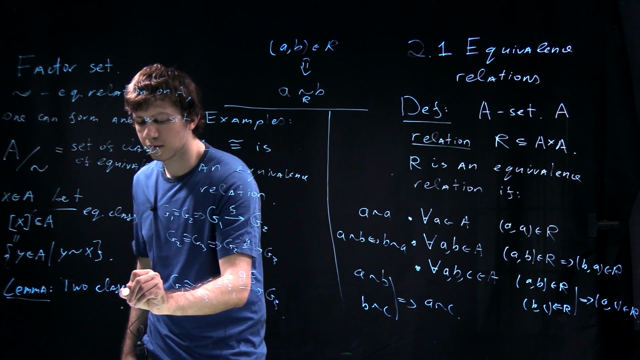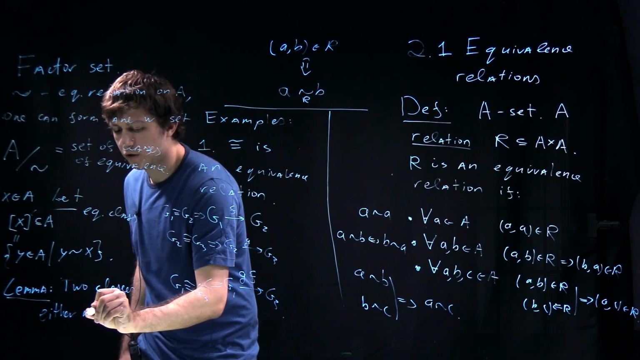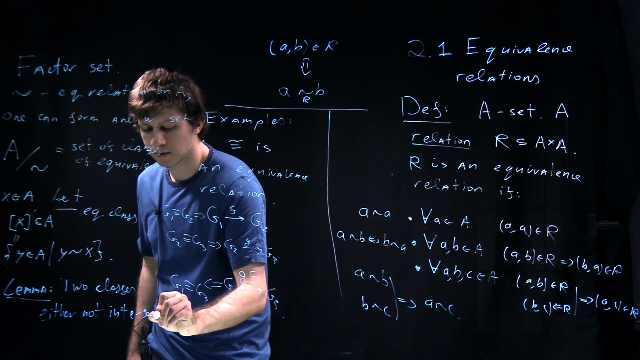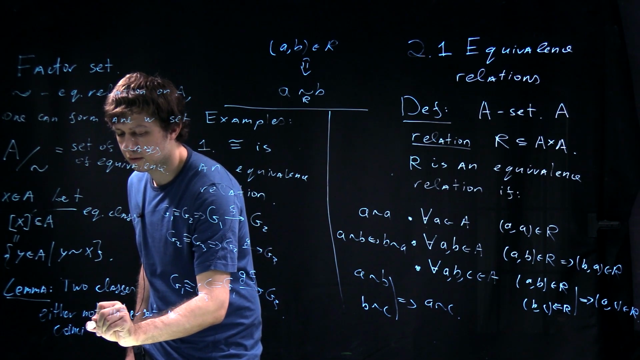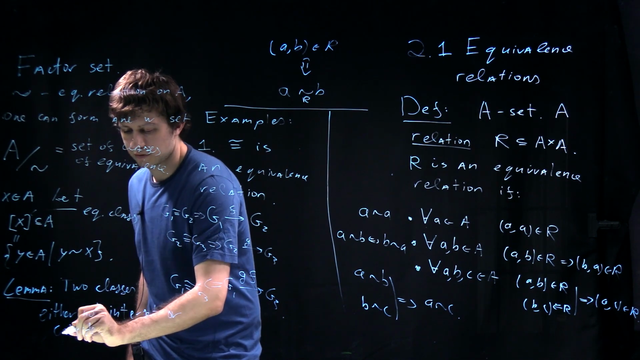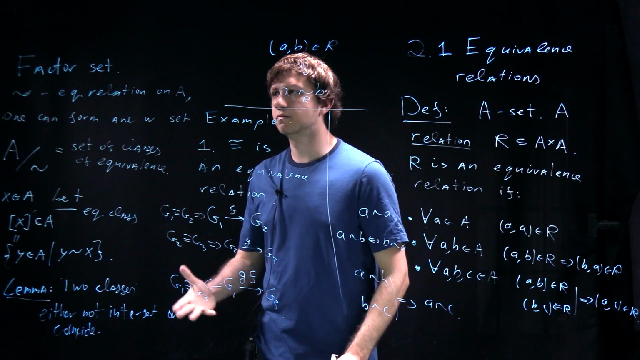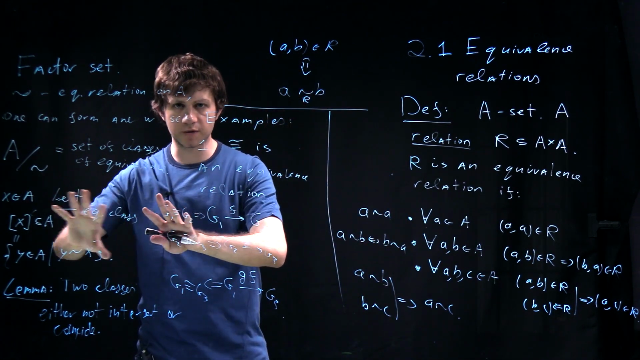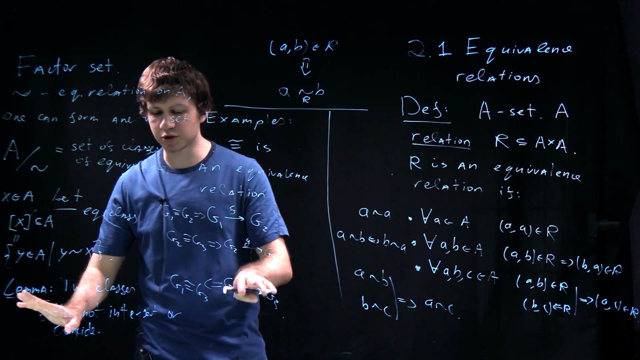And then there is a fundamental lemma here, which is simple but important. The fundamental statement is that two classes either do not intersect or coincide. So if you have two classes, then either they are completely distinct, with no common elements, or they actually are literally the same, no other options.